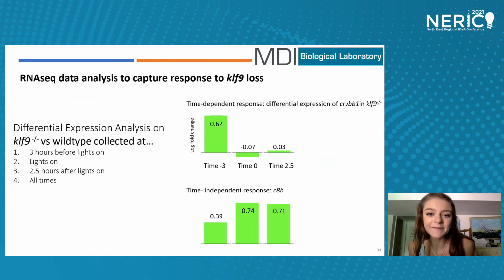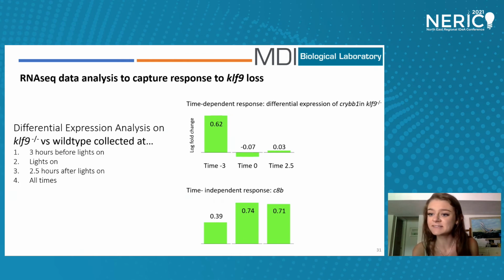Next slide, please. So after running principal components analysis to control for experimental noise, I ran differential expression analysis between transcript counts of all genes between the wild type samples and KLF9 knockout samples to see the effect of removing the KLF9 gene on gene expression.